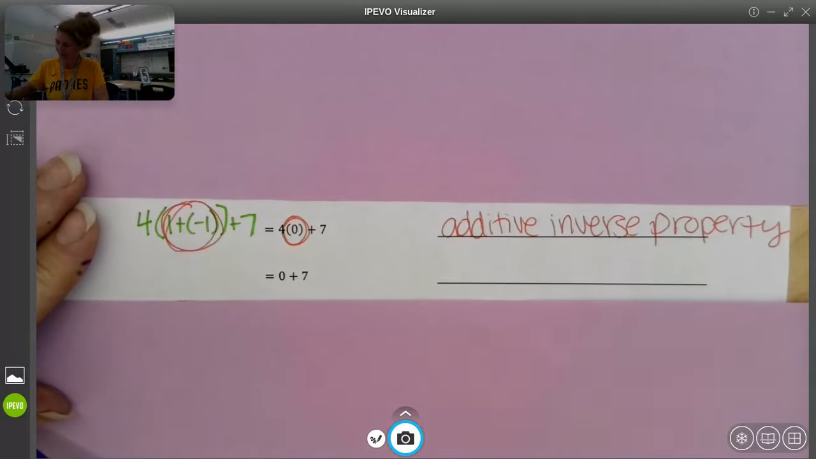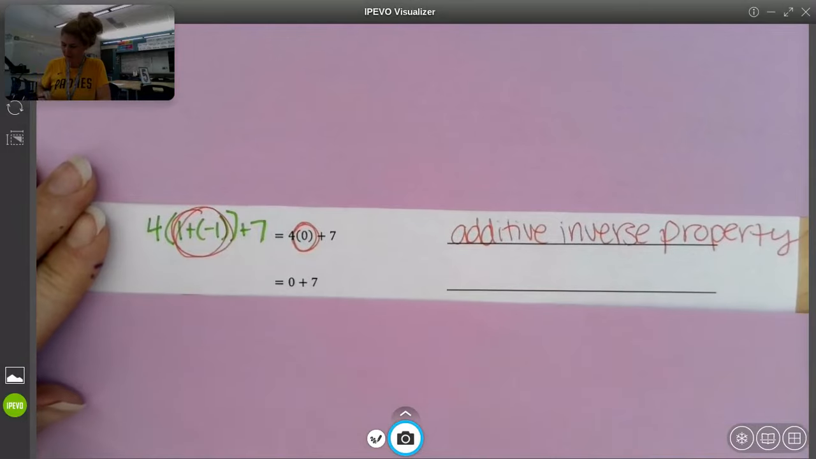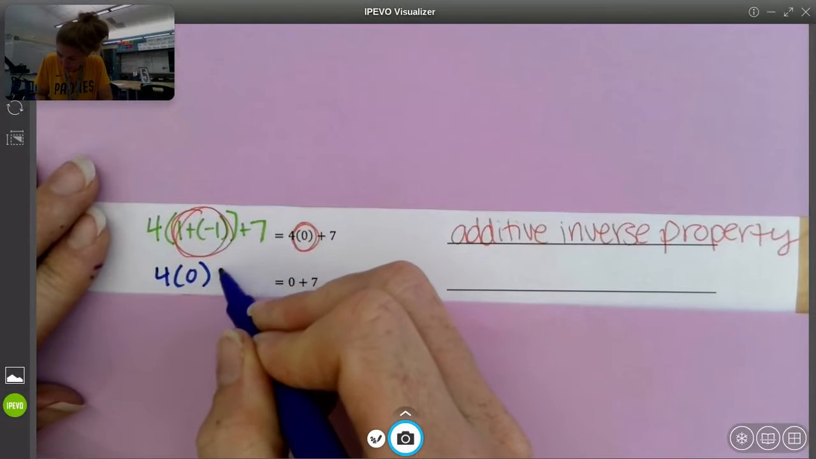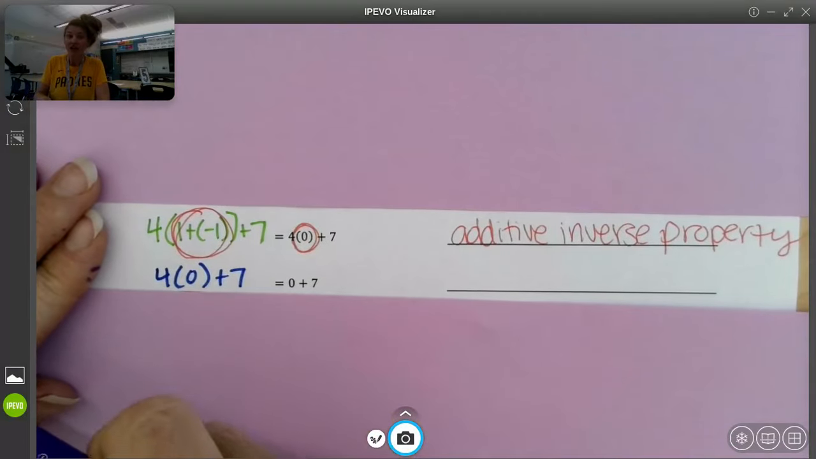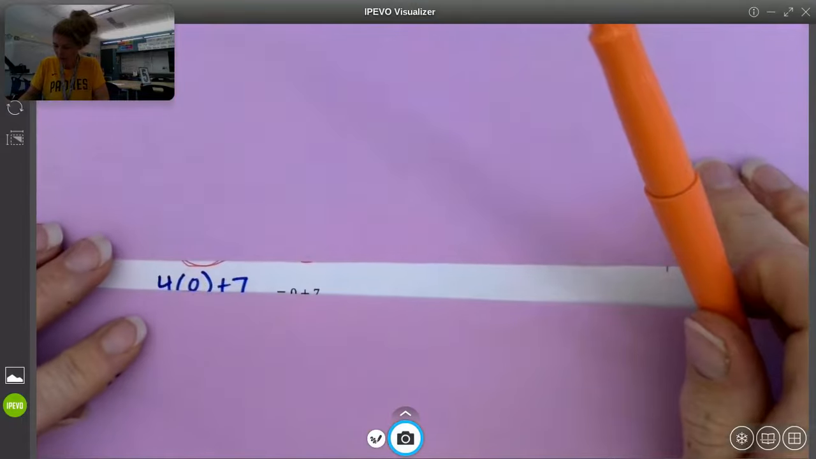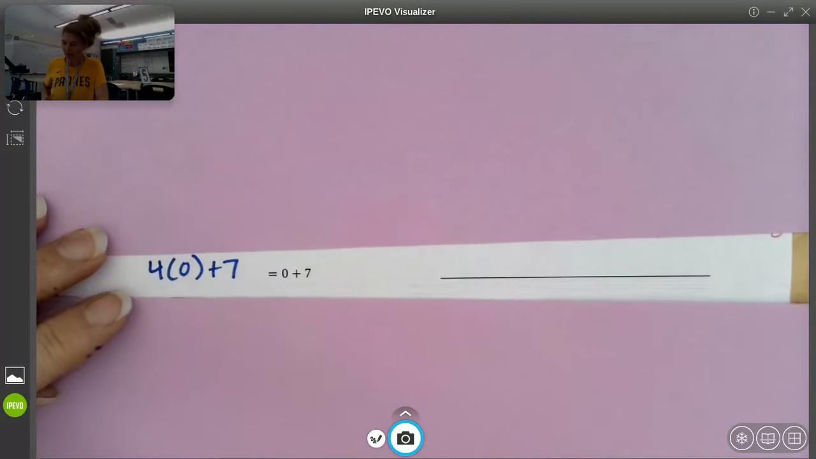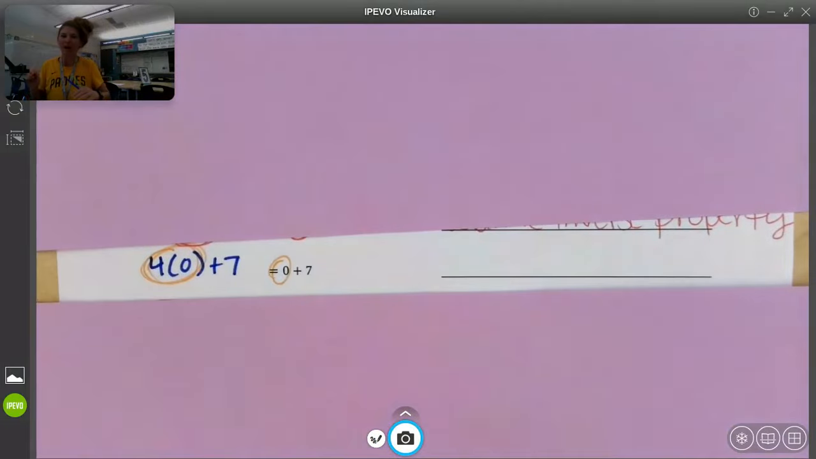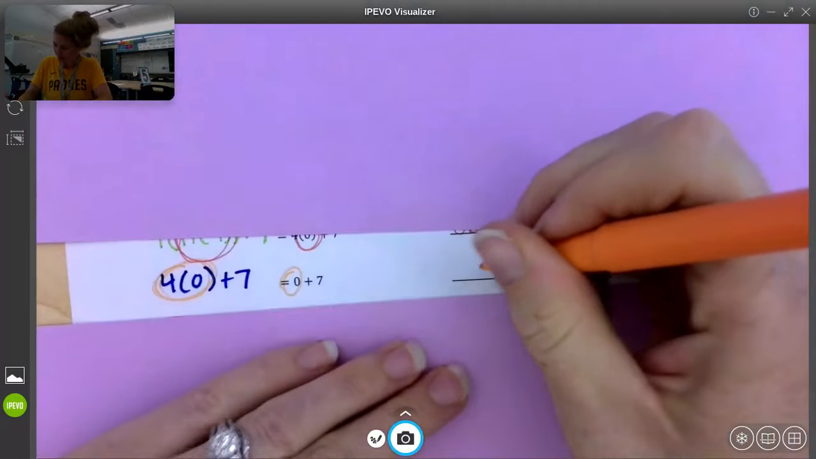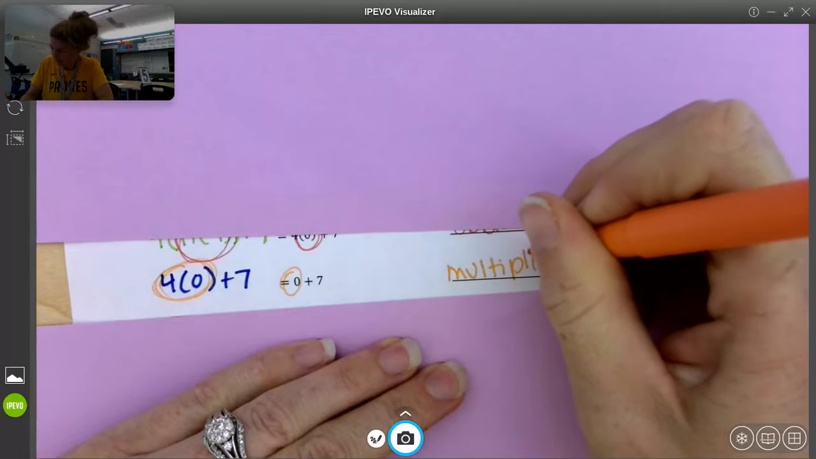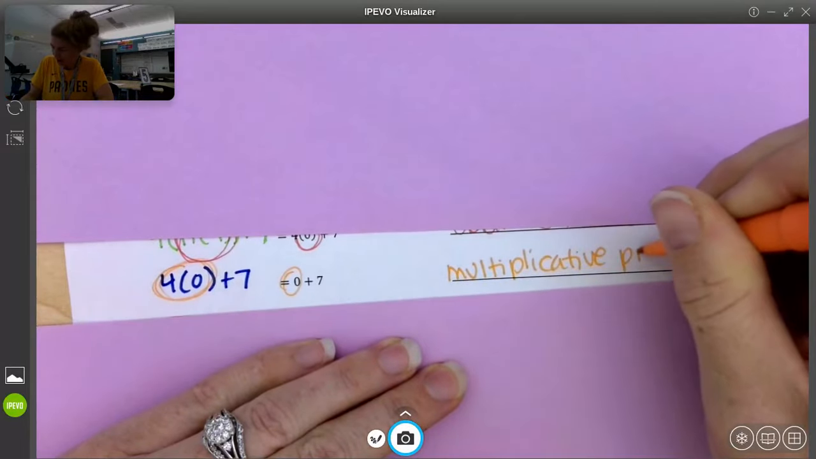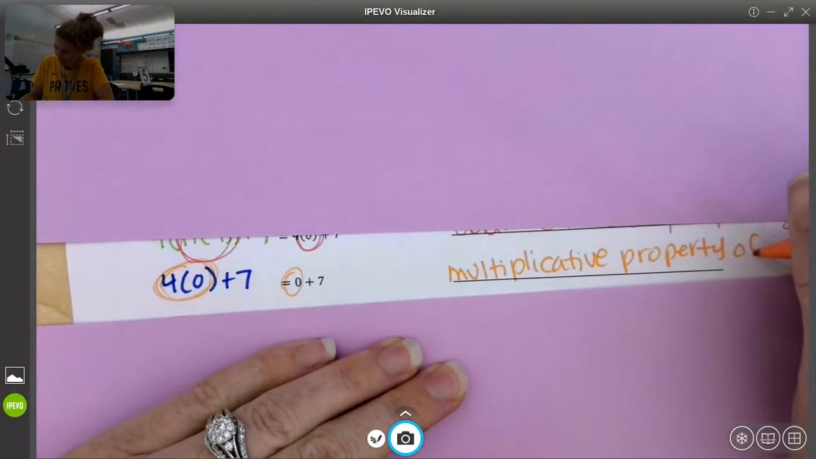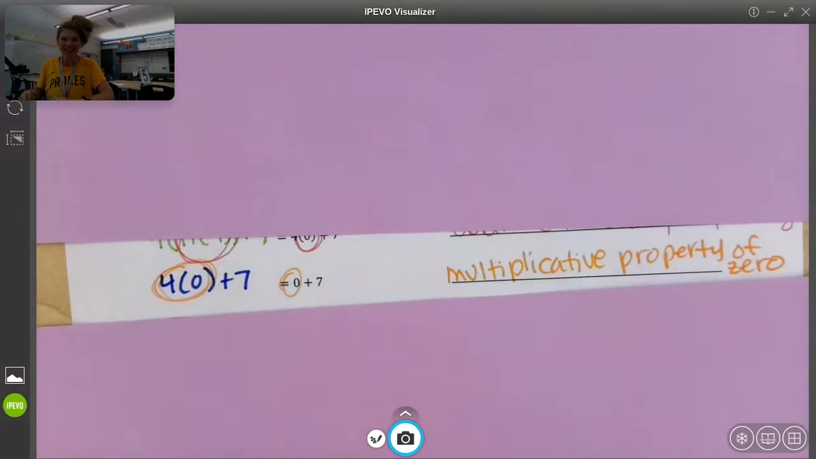Oh, we're almost at our final step. And again, if it's helpful for you to rewrite it, please do. 4 groups of 0 plus 7 gets you this. What changed? What happened? Ignore everything else. What do we have? What tells you 4 times 0 turns into 0? What governing rule tells you a number times 0 is 0? Multiplicative property of 0. Nice job.